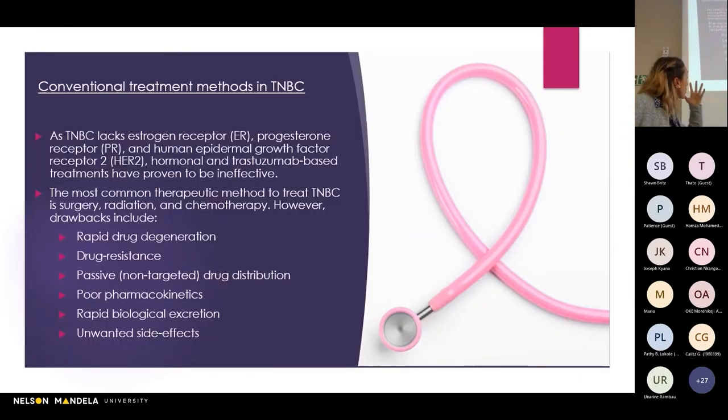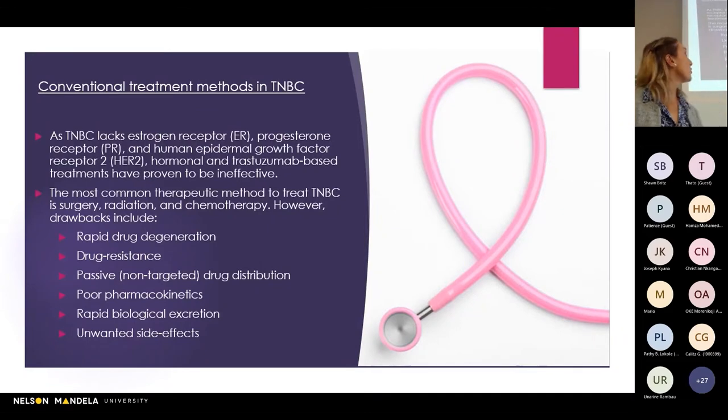So looking at the conventional treatments for triple negative breast cancer: as it lacks certain receptors, such as the estrogen, progesterone, and human epidermal growth factor receptors, hormonal and trastuzumab-based methods have proven to be ineffective. The most common therapeutic methods for triple negative breast cancer include radiation, surgery, as well as chemotherapy. However, these methods have their drawbacks.